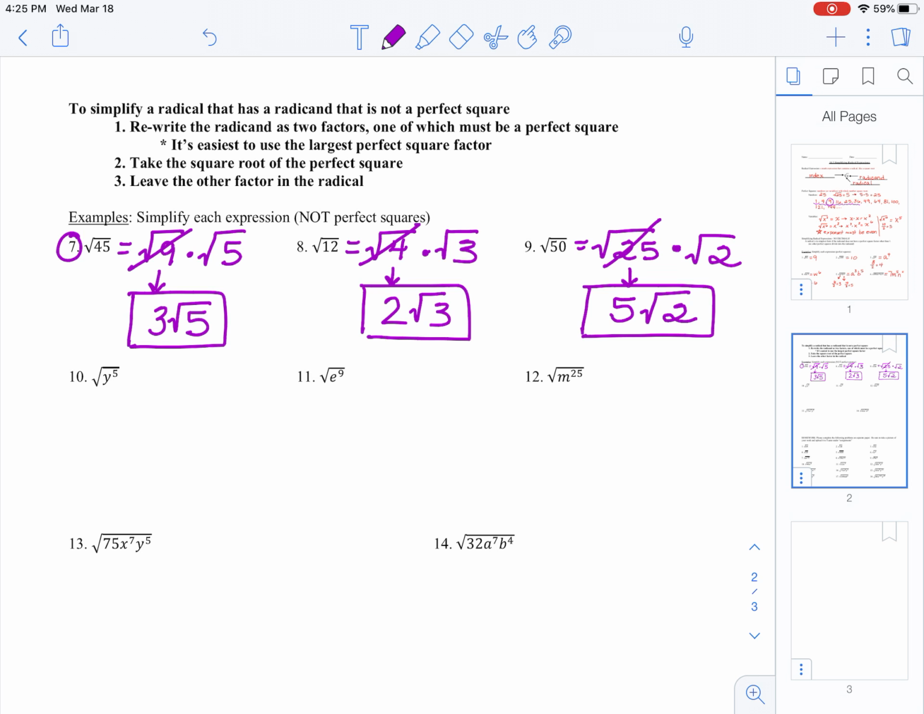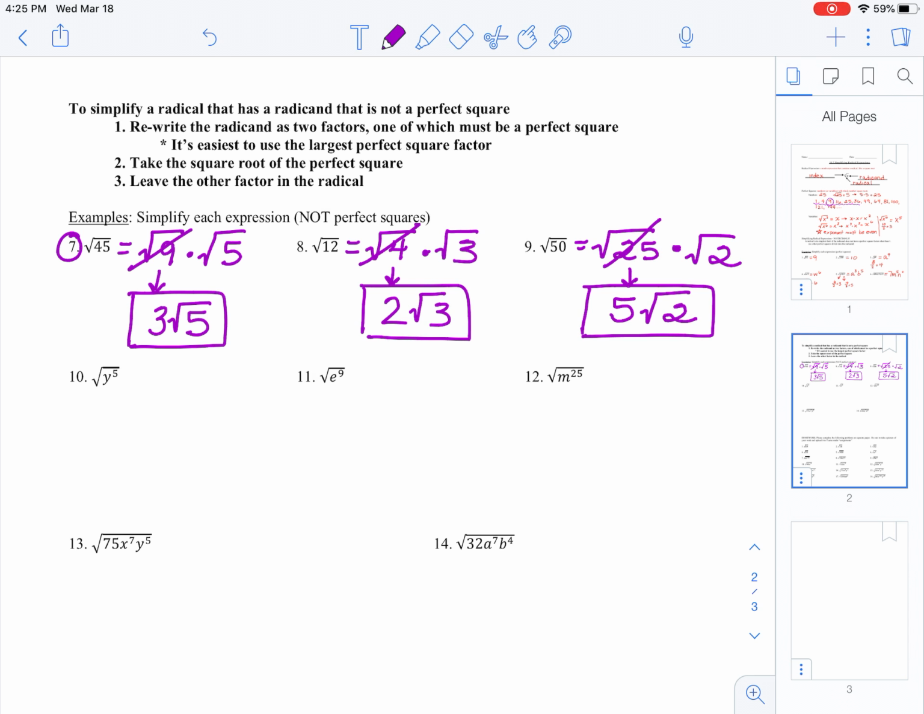Okay, for the next set of questions, we're dealing with variables that are not perfect squares. Remember, a variable is only a perfect square if it has an even exponent. And in something like question number 10, y to the 5th does not have an even exponent. So what do we do in that case? Well, we're going to break up y to the 5th into the parts that are perfect squares and the parts that are not perfect squares.